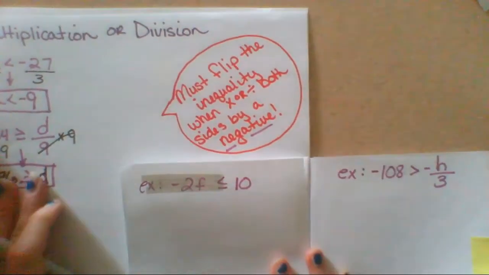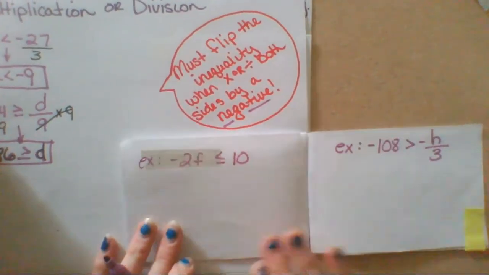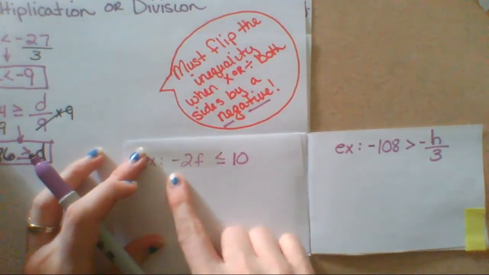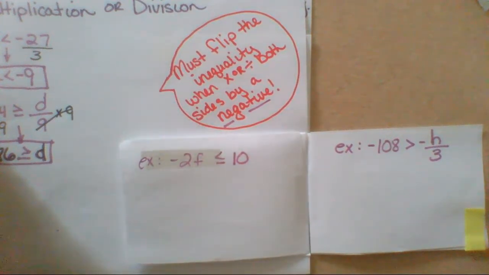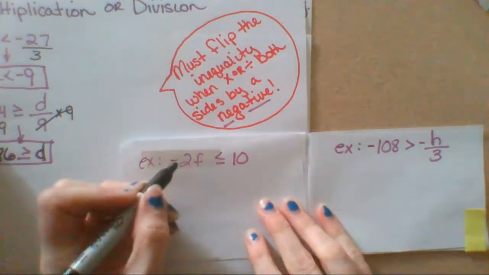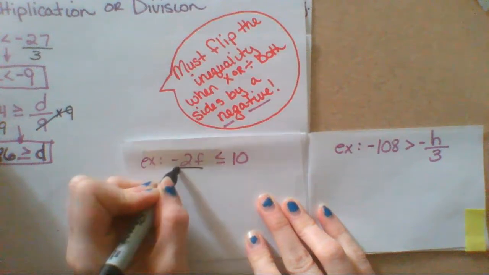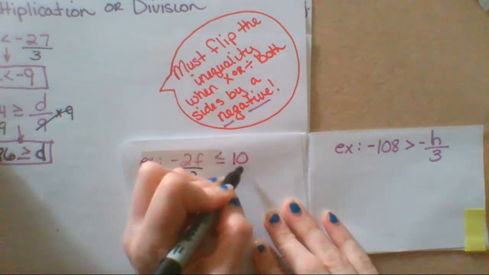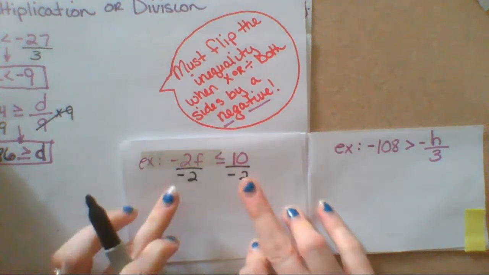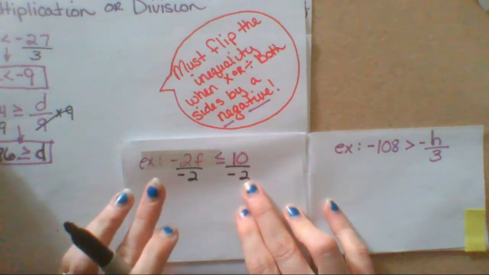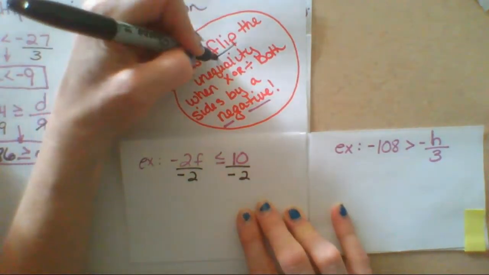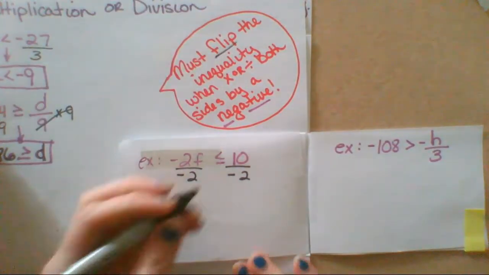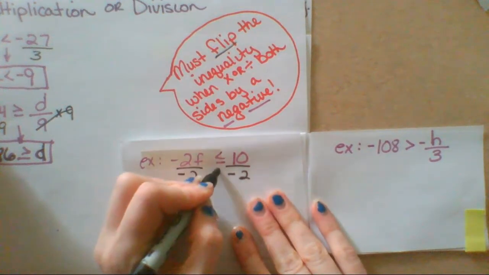Let's do a couple examples of this. Here on the left-hand side, we have -2f is less than or equal to 10. Again, inverse operations say, well, I'm multiplying by -2, so let's divide both sides by -2. Take a look at what we just did. We divided by -2 on both sides, which means we have to flip that inequality. I would suggest flipping it right now.